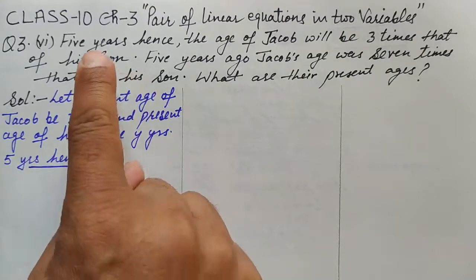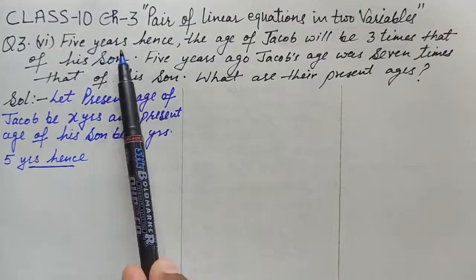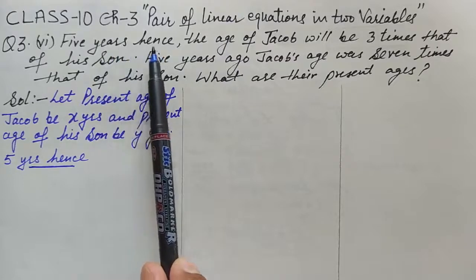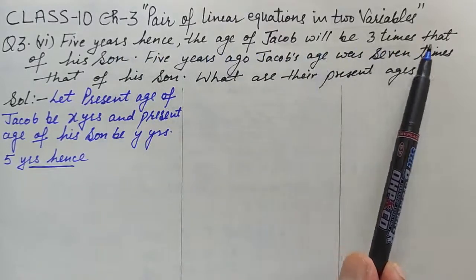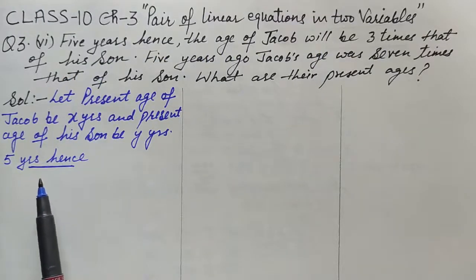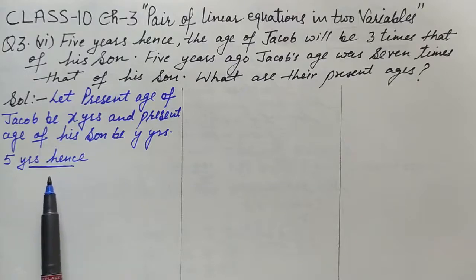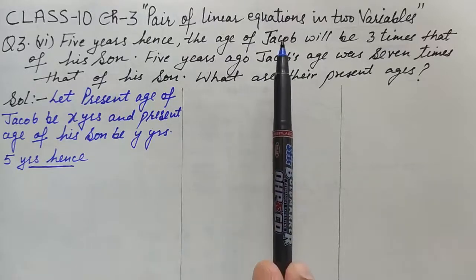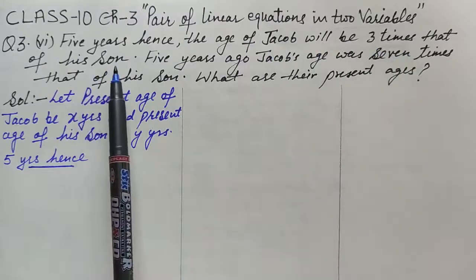Now the first condition is 5 years hence, means after 5 years. Hence means after. So after 5 years, what happened? The age of Jacob will be 3 times that of his son. So we'll first of all find out the ages of Jacob and son after 5 years. Then we will apply this condition that Jacob's age is equal to 3 times that of his son's age.